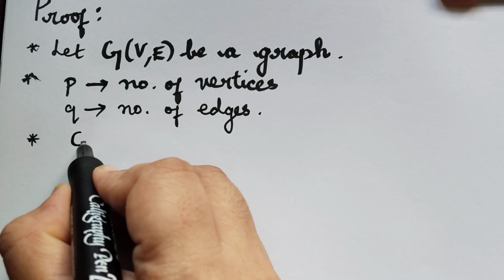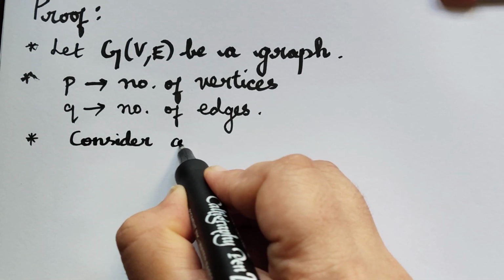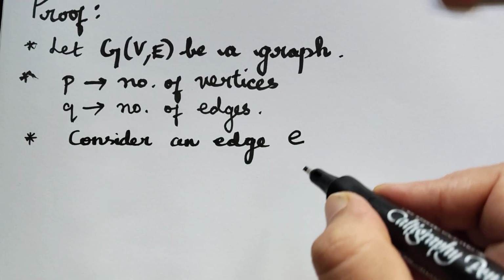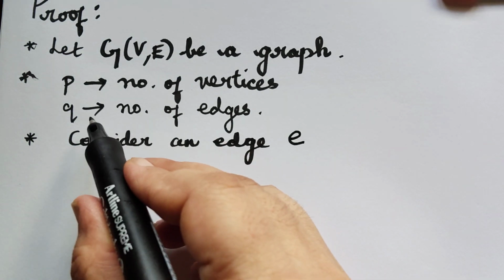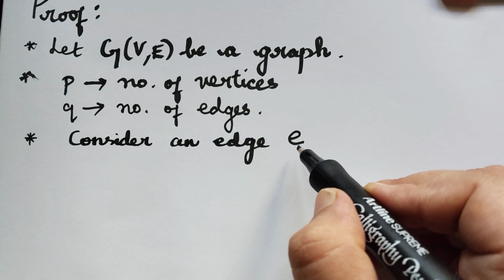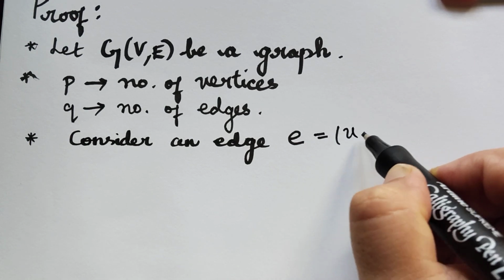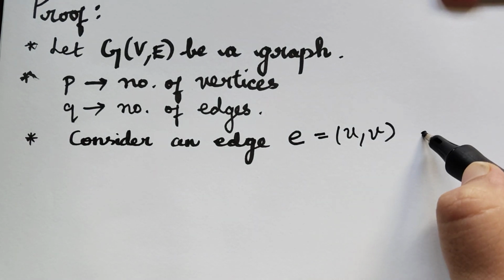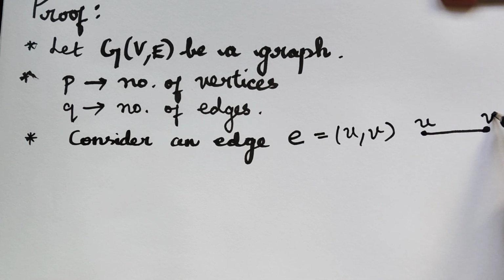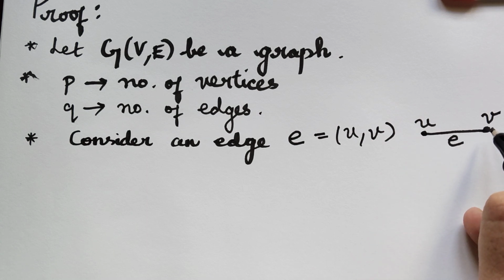So next we have to consider an edge E. If we consider an edge E from the Q edges, that is, there are totally Q number of edges, we are considering one edge E. Suppose the end vertices are U comma V, that is, the edge is like this. Here you have the vertex U, here you have the vertex V, and this is the edge E. So one edge we are considering.